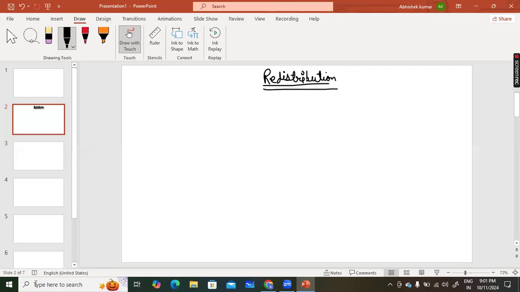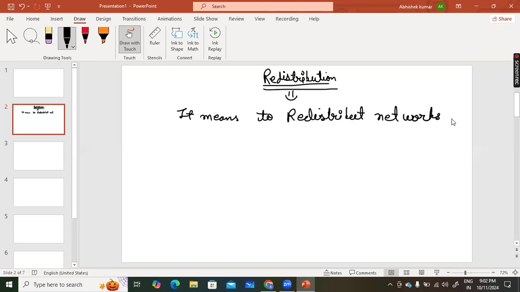Now, first of all, we have to understand what it means. It means to redistribute networks of one protocol into another protocol.